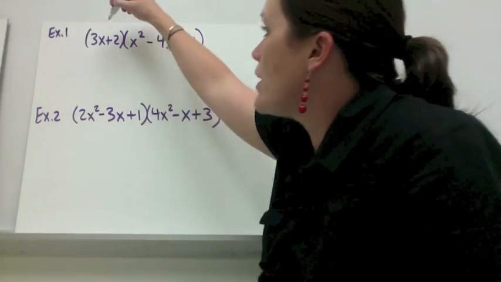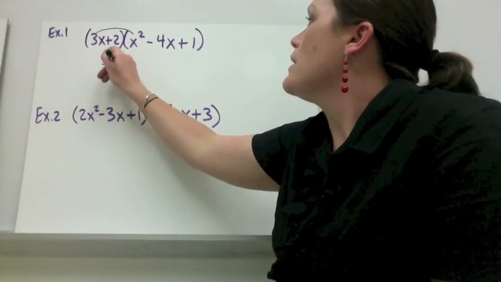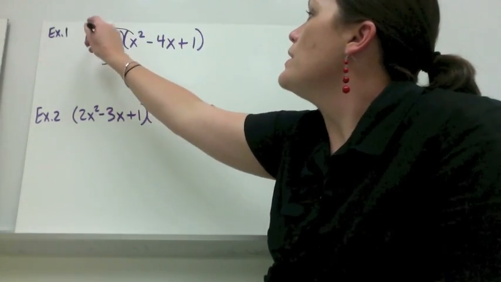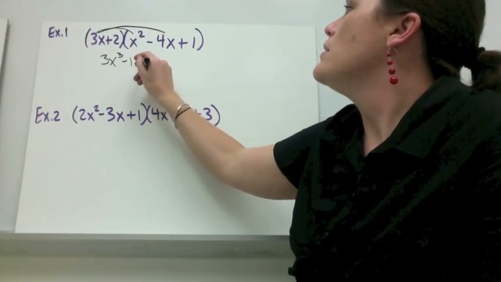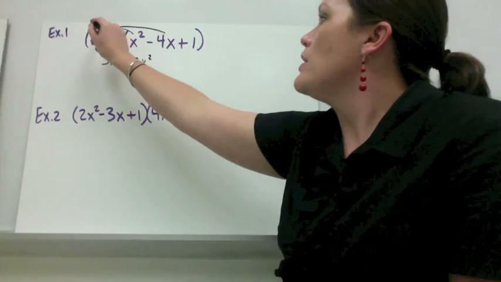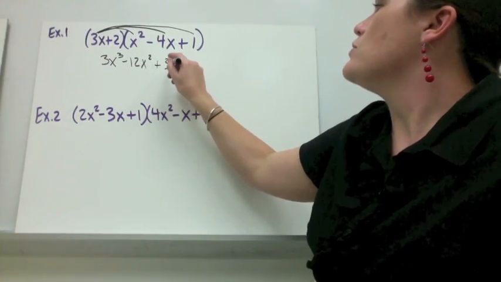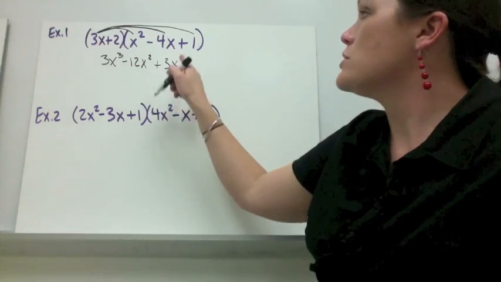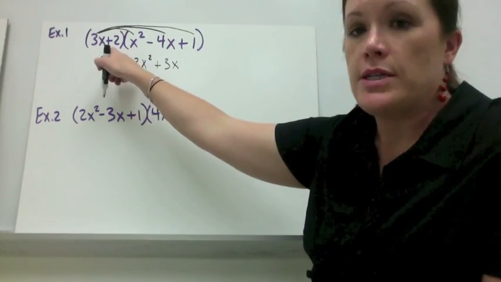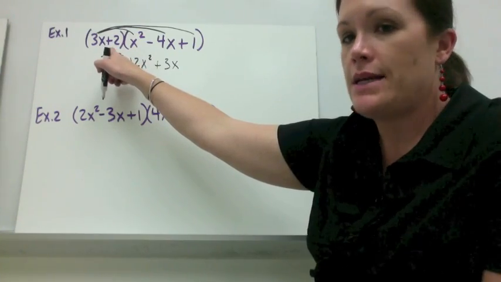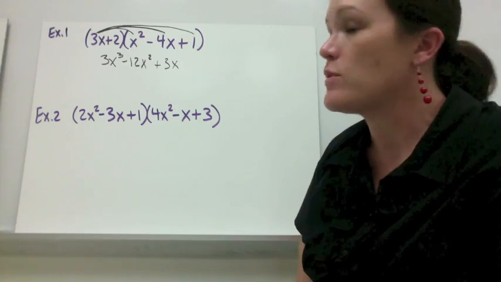So 3x times x squared would give me 3x cubed. 3x times negative 4x would give me negative 12x squared, and 3x times 1 would just be 3x. And then we take the 2 and we distribute it the same way, but then we can write down our terms underneath the ones they're going to add together with. So watch what I do.